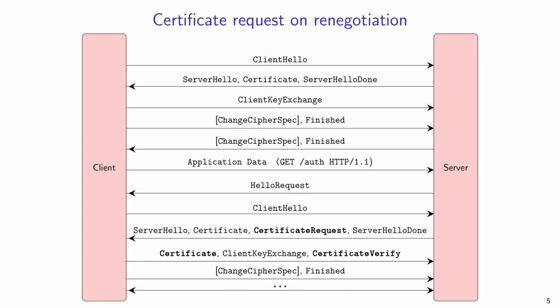So at the end of this renegotiation, a new master secret and new encryption keys will be established. And this finished message will be already encrypted using the keys negotiated here.